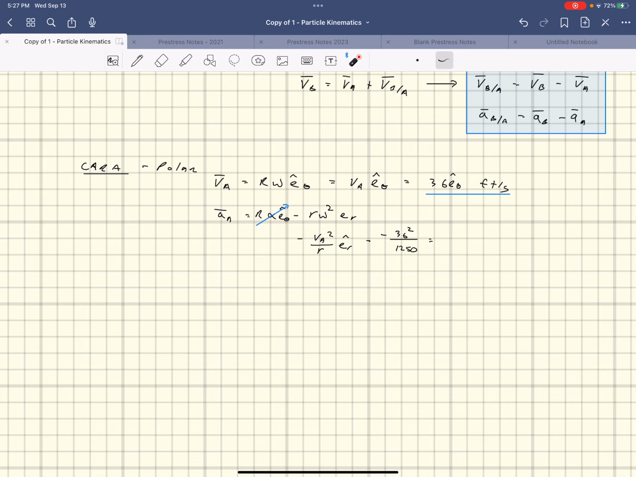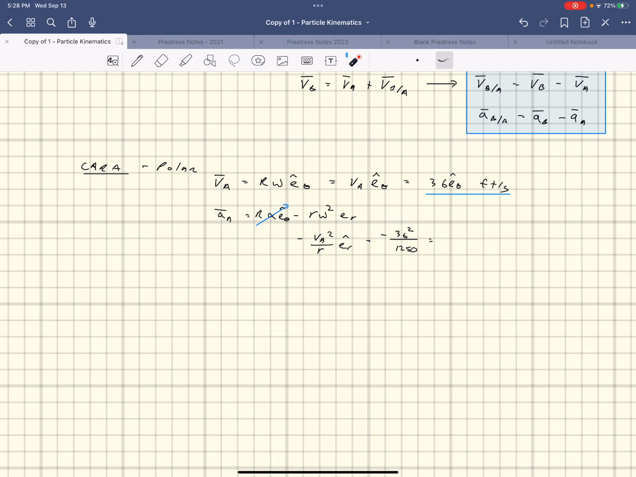R times omega gives us the velocity. And so you can imagine just doing some substitutions in the equation down below. So either one works. So the acceleration is just going to be a centripetal acceleration. This is a centripetal acceleration component, no tangential. And, right, so we just substitute in 36 right there. So it's negative 36 squared over 1250.